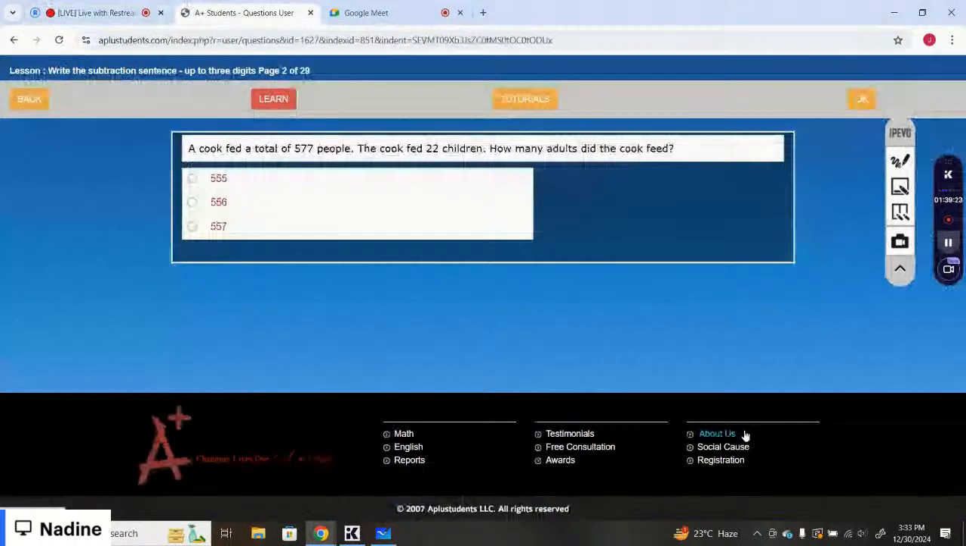A cook fed a total of 577 people. The cook fed 22 children. How many adults did the cook feed? Which is the correct option? That is 555. Option number 1 is the correct option. That is 555.